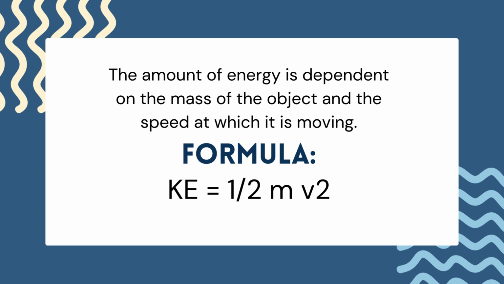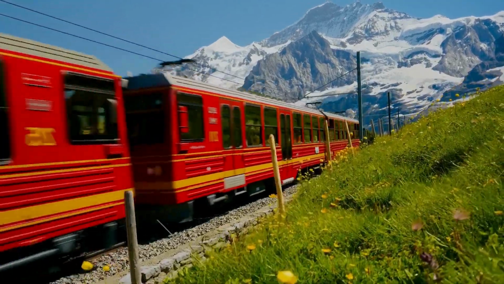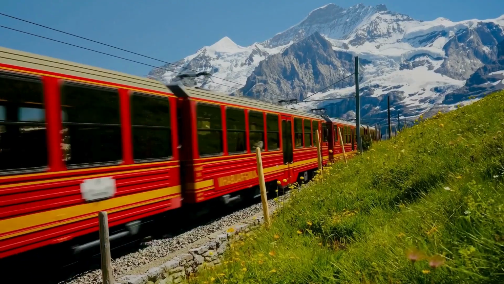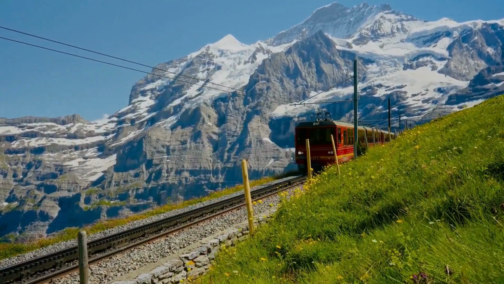Now, let's break down the formula for kinetic energy. It's as easy as 1, 2, 3. Kinetic energy equals 1/2 times the mass m of the object times its velocity v squared. Remember, mass and velocity are the key players here.